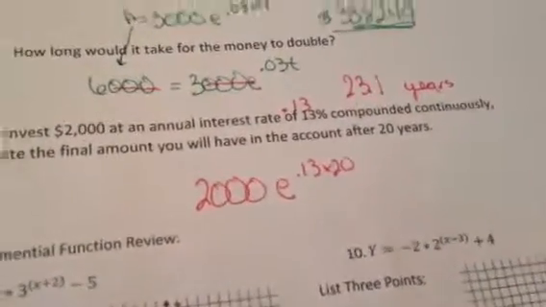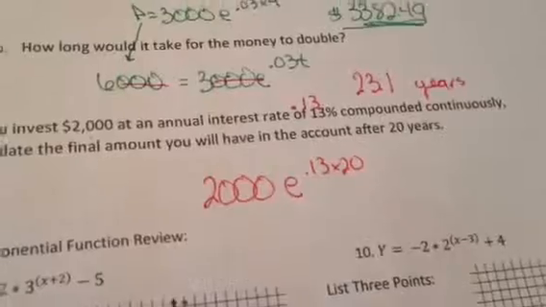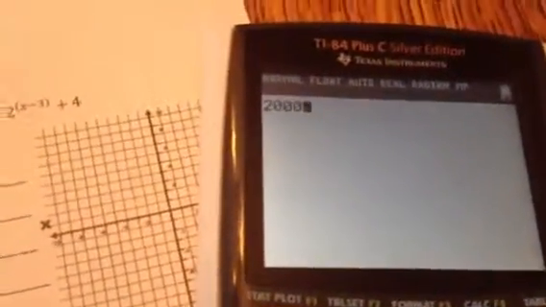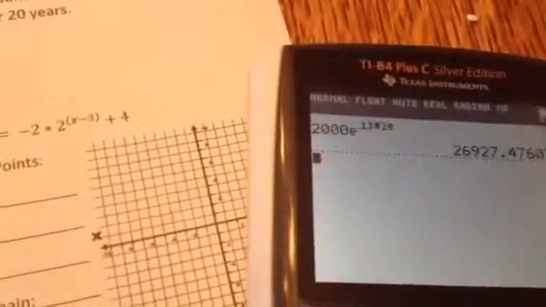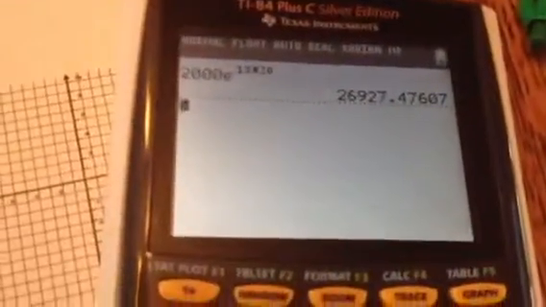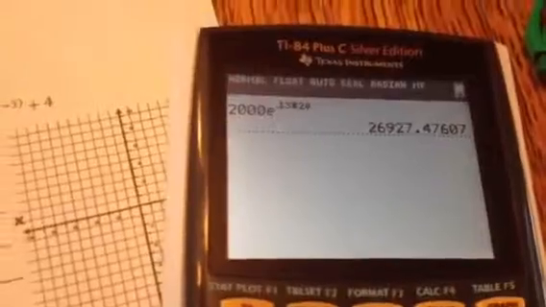And you guys, at this point, I'm hoping you don't need the video and that you've been able to go through this on your own. So 2,000, and let's see, 0.13 times 20. And you end up with $26,927, and I'm going to round that to 48 cents.